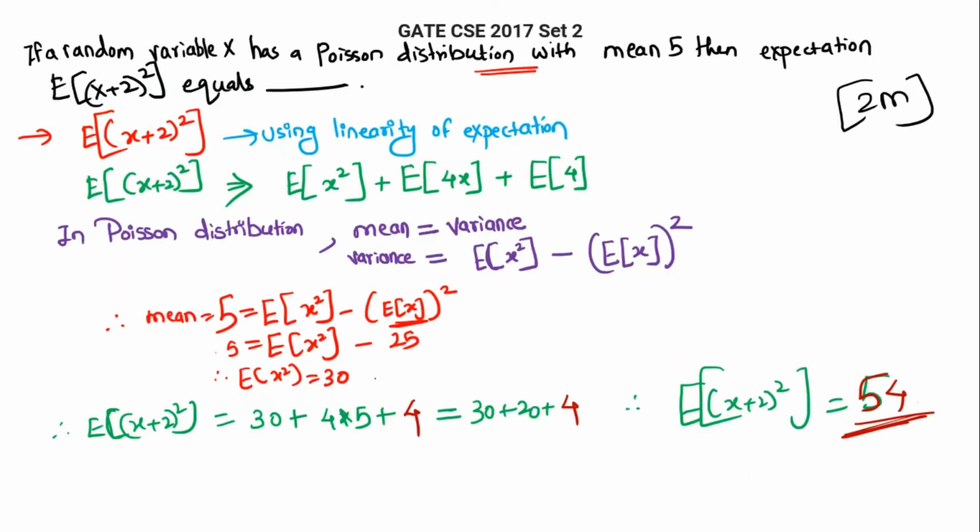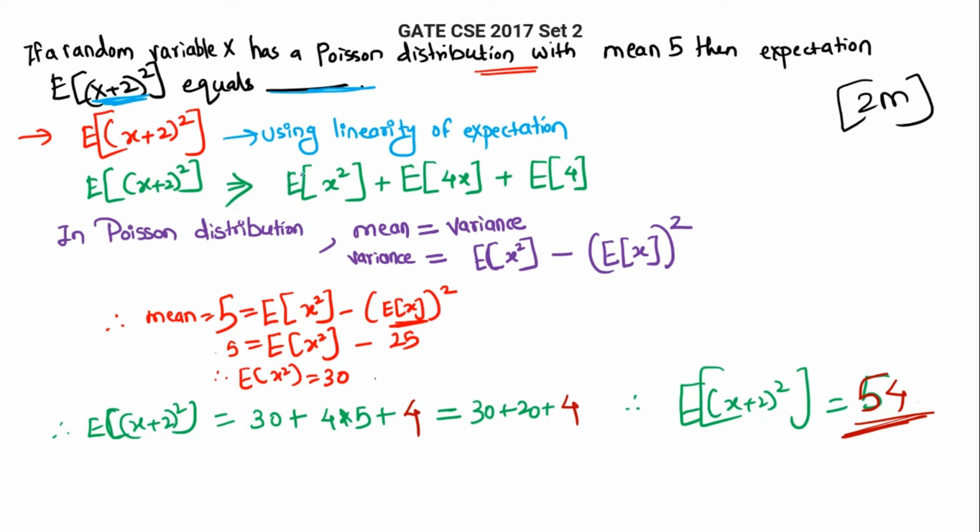If a random variable x has a Poisson distribution with mean 5, then the expectation of (x plus 2) whole square is equal to what? The most important thing is that when you have a Poisson distribution, the mean and variance are equal. Now we just have to expand this. This will be expanded as x square plus 2 into 2 into x plus 2 square, that is x square plus 4x plus 4.